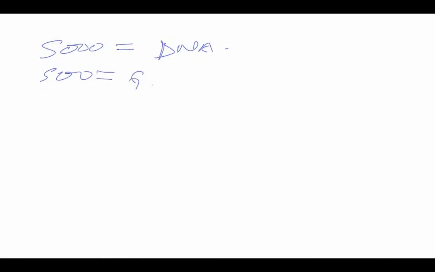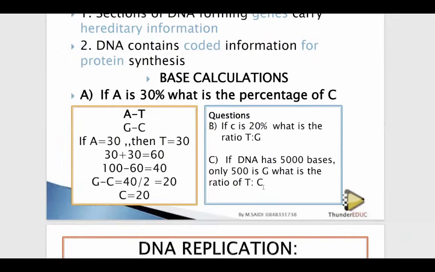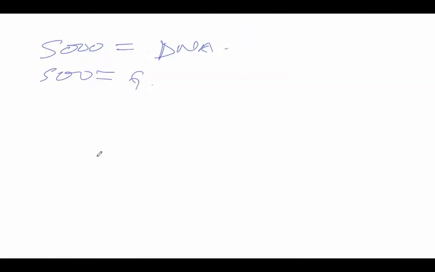Now, what are they looking for? They are looking for thymine to cytosine, the ratio of thymine to cytosine. So if we use the other method, which I call the Bible of DNA, remember that adenine goes with thymine, and guanine goes with cytosine.